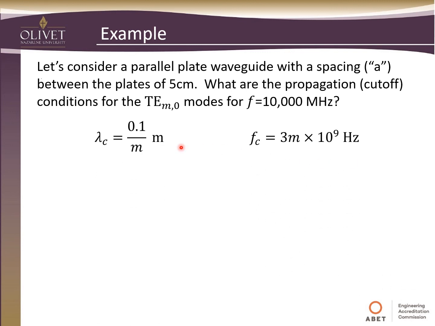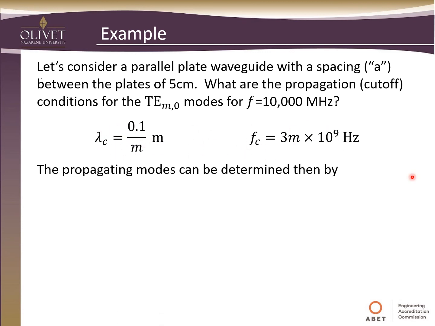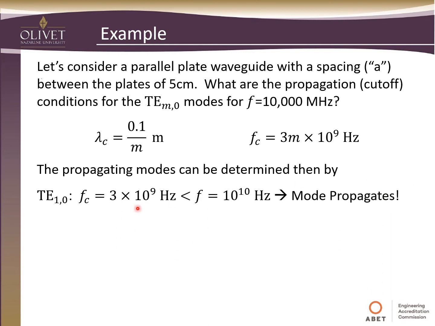So what does this mean? Well, this is how we determine which modes are going to propagate. So the propagating modes can be determined as follows. For the TE10 mode, that's the first mode of propagation, we put a 1 in for m, that gives us 3 times 10 to the 9 hertz. Well, we determined that we're propagating at 10 gigahertz, so that's 10 to the 10 hertz. Since the cutoff is less than this, this mode propagates. So we do have a TE10 mode propagating in this condition.